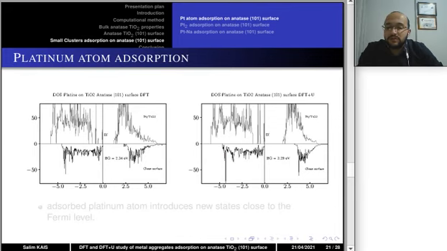Top panels correspond to platinum on the anatase surface, and the bottom panel to the anatase clean surface density of states. The Fermi level is at 0 electron volts. The adsorbed platinum atom introduces 3 new states close to the Fermi level, which can be clearly observed in the density of states.